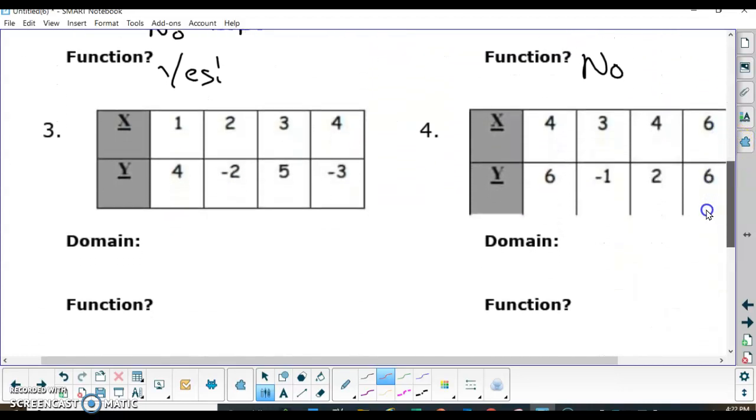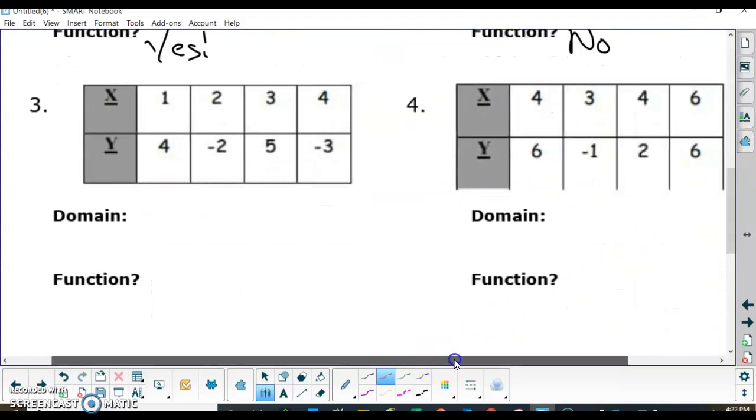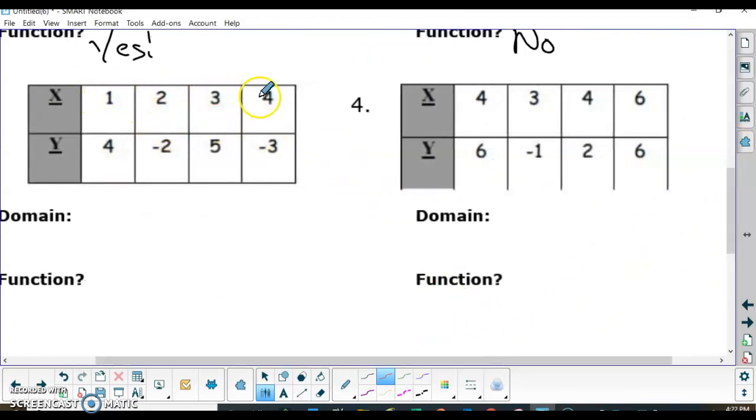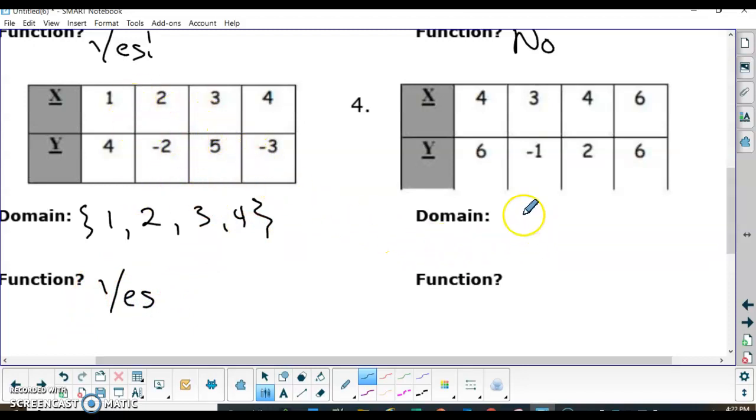Okay. So now let's come on down to number 3. We can show you in a table as well, right? So my domain is listed out nice for me here. So it's going to be 1, 2, 3, 4. Remember, we're strictly talking about the domain. Sometimes the output will repeat. That does not change the fact that it is still a function as long as the domain has no repeats in it. So yes, this is a function, right? So each domain has one distinctive output.